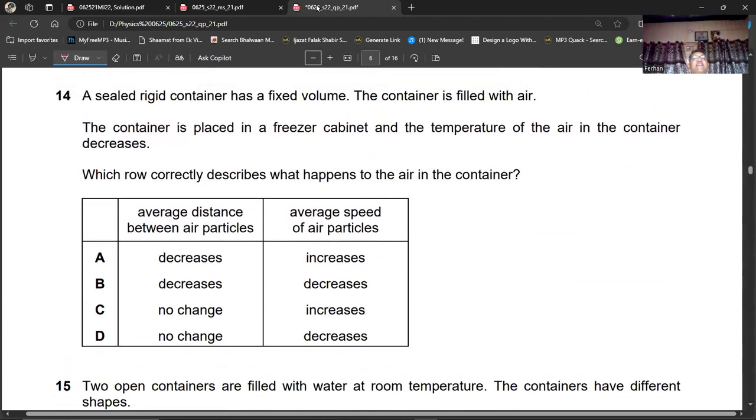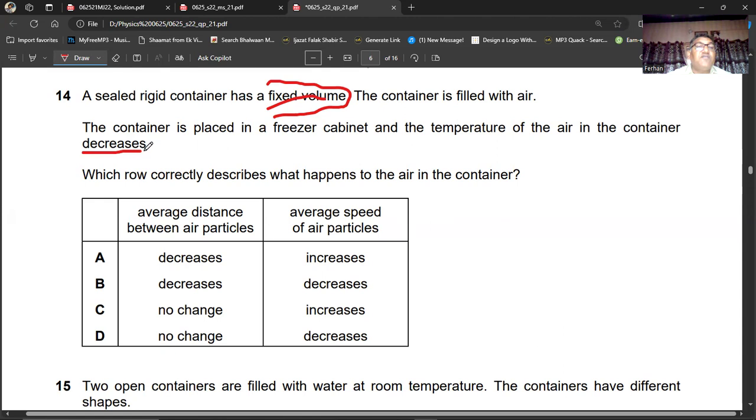Question number 14. A sealed rigid container has a fixed volume. So the volume is not changing. This word is very, very important. The container is filled with air. The container is placed in a freezer cabinet, and the temperature of the container decreases.